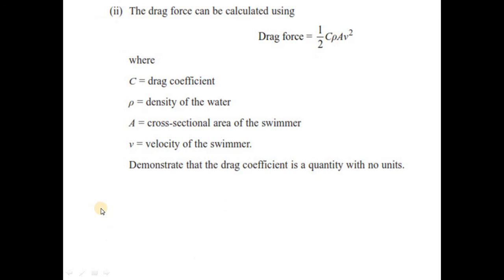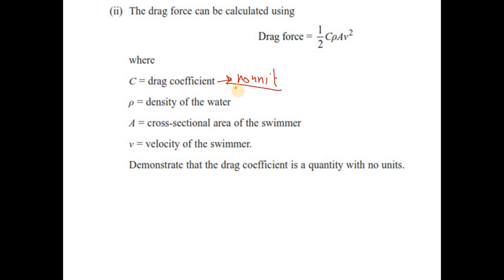The drag force can be calculated using drag force equals half C rho A V square, where C is the drag coefficient, rho is density of water, A is the cross-sectional area of the swimmer, and V is the velocity of the swimmer. Demonstrate the drag coefficient is a quantity with no unit. So we need to show that the drag coefficient C has no unit.